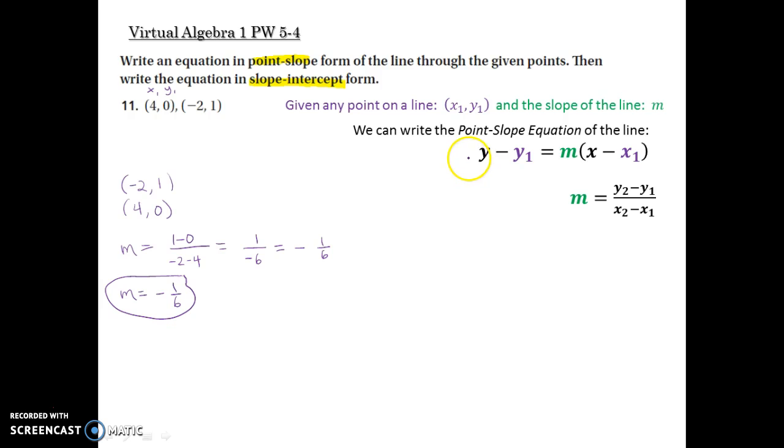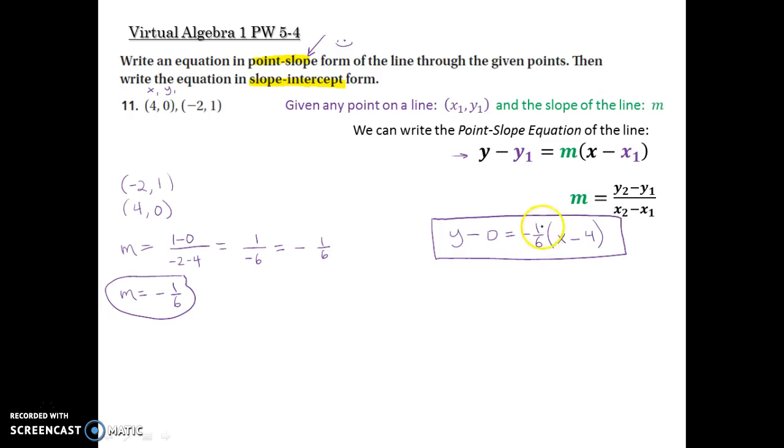So for me to put this in point-slope form, I'm just going to use this. Y minus y1, which is 0, equals m, my slope, -1/6, times x minus x1, and x1 is 4. So this is point-slope form of my equation. So I did this part. Yay! Now I need to see how to turn this into slope-intercept form.